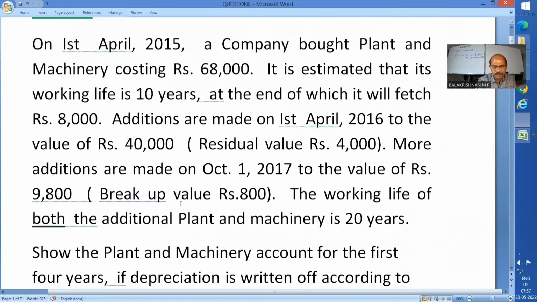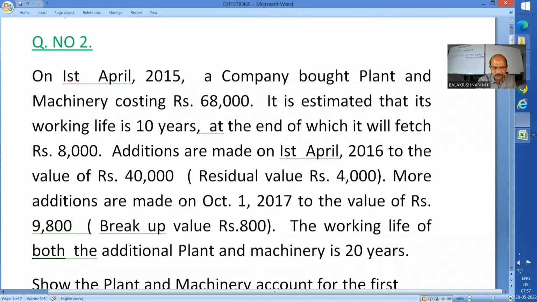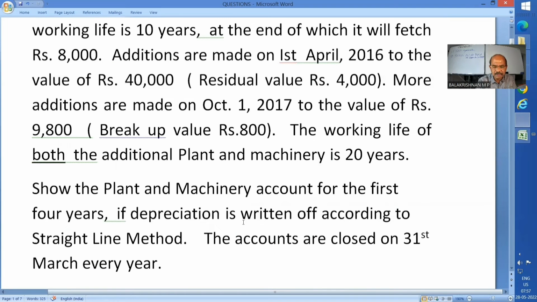So here itself, we find that there are 3 machines in question. The first machine's working life is 10 years. The second and third machines' working life is 20 years. Dates of purchase have been given, and the eventual requirement is to show the plant and machinery account for the first 4 years, if depreciation is written off according to the straight line method, and the books are closed on 31st March every year. I think you have written down the question, those of you who need it.